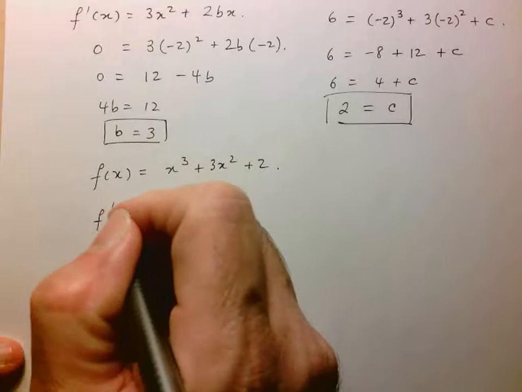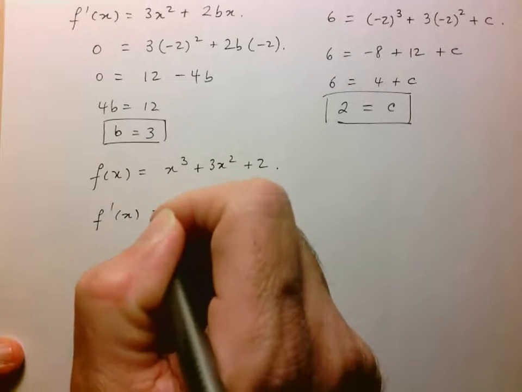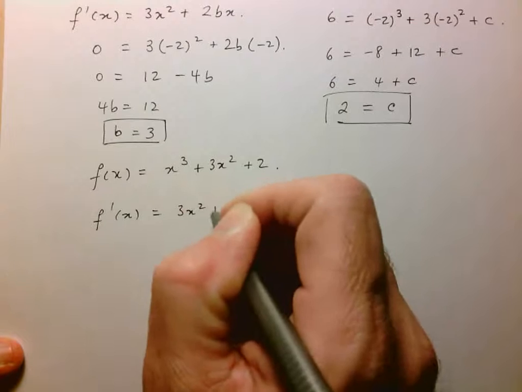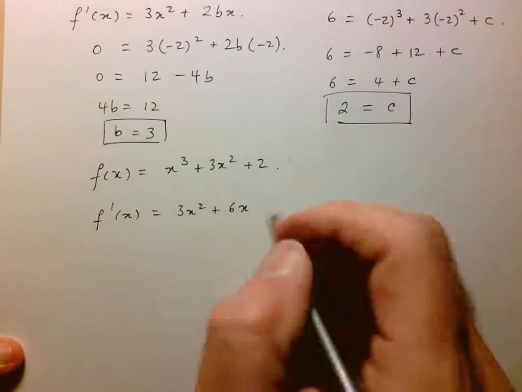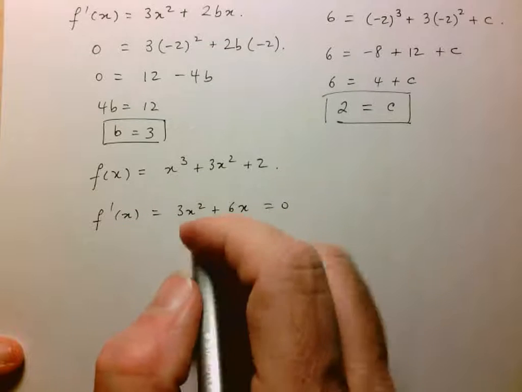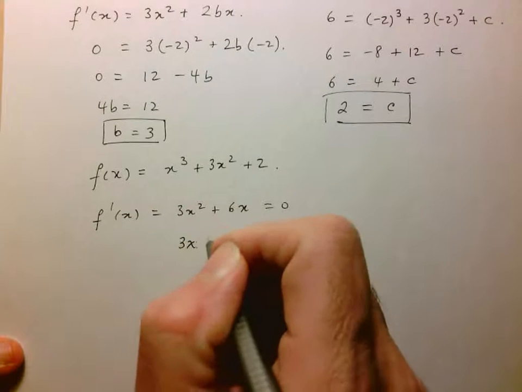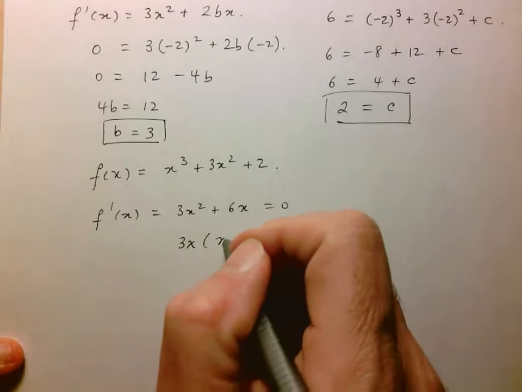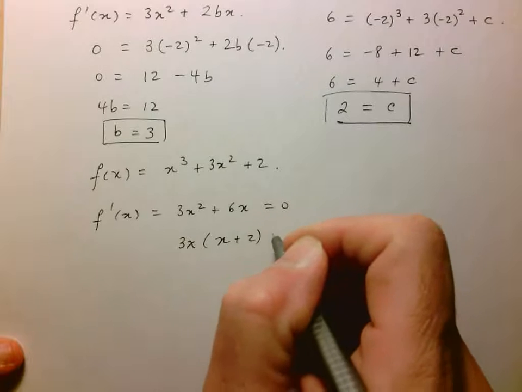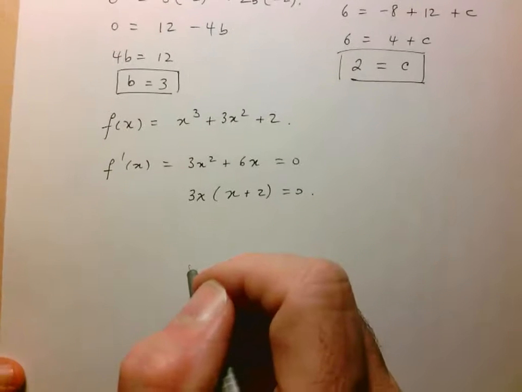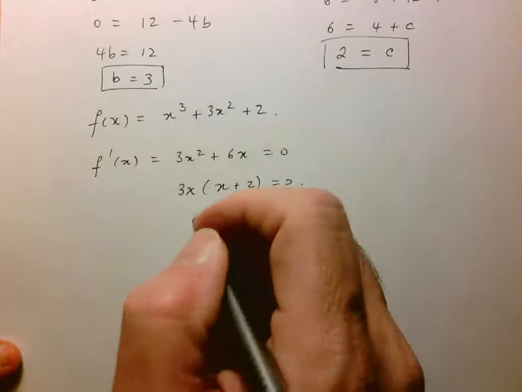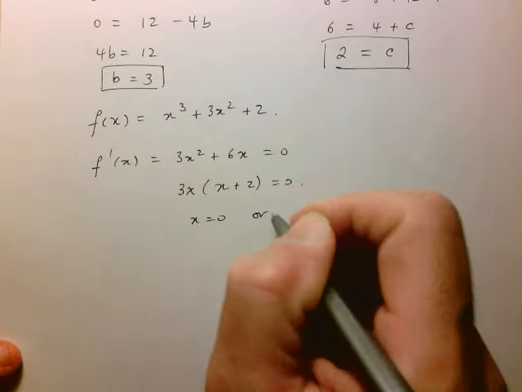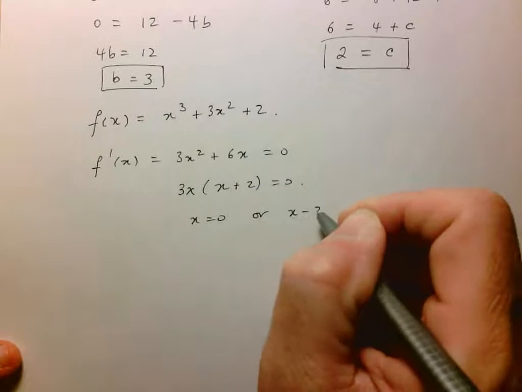So f prime at x equals 3x squared plus 6x. Okay, so let's determine when that's equal to 0. So factor out a 3x here. So we've got x plus 2. Okay. So we know here that x can be equal to 0, or, not surprisingly, x can be equal to negative 2.